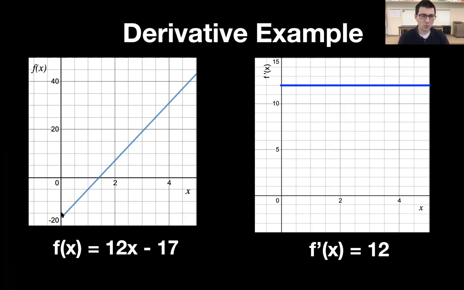Because no matter where I look at the slope of the function, the slope is always going to be equal to 12. And just to prove it, I could plug in f prime of 4 equals 12, which then going back over to the original function, the slope at 4 equals 12. So that's just kind of the very basics of what derivatives can do.